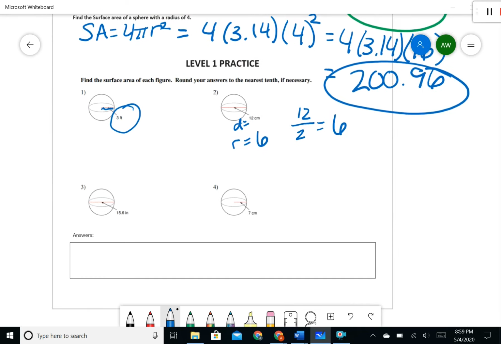The same thing can be said for the rest of the questions. In these first 4, you're finding surface area. In the next 4 questions, you're finding volume. And then we have some level 2 questions at the end that ask you to think a little bit more.